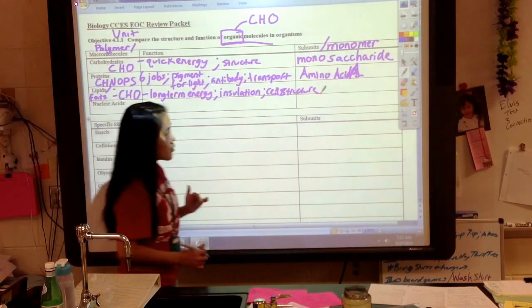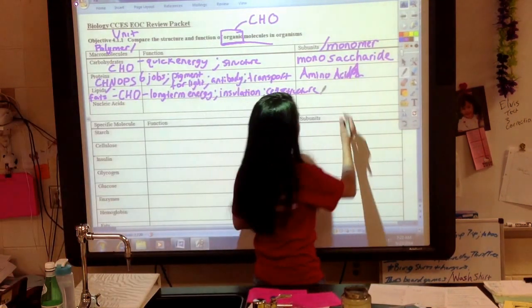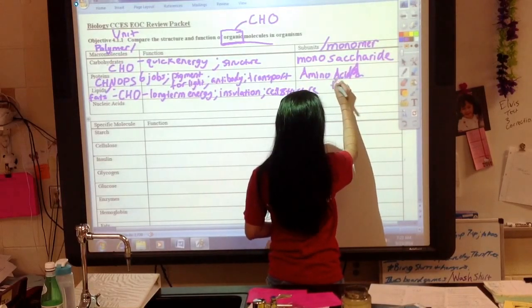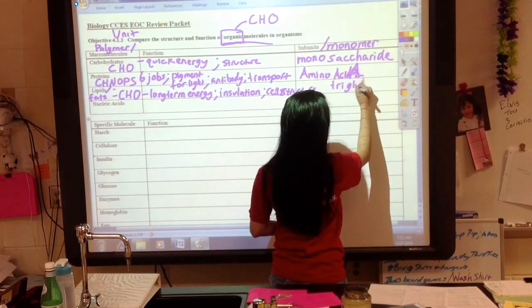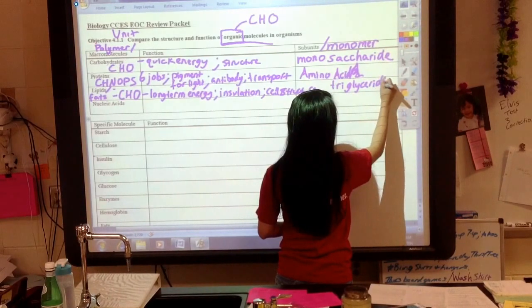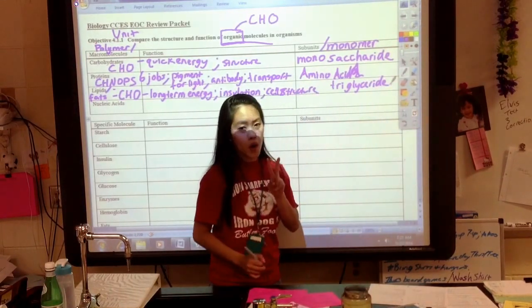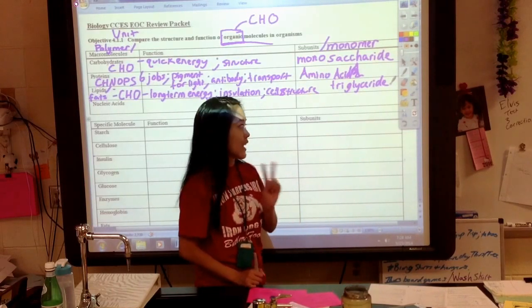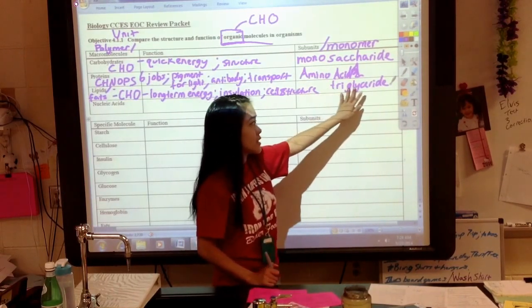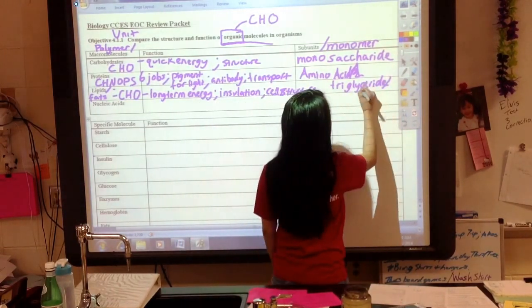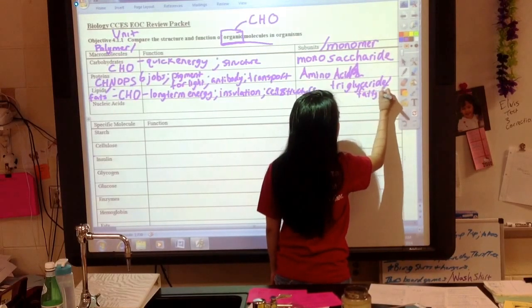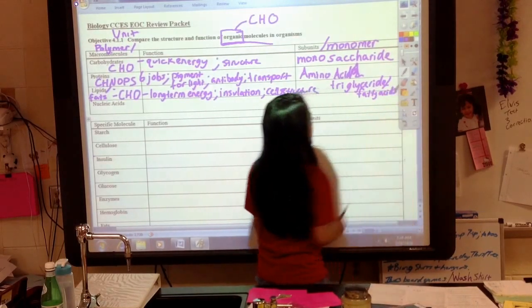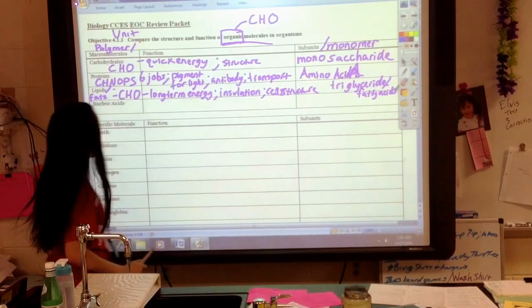The subunit for a lipid is actually called a triglyceride. It's made of two main parts, a glycerol and 3 fatty acids. So you can see triglyceride. You can also see fatty acids. And that would be the monomers of your lipid.